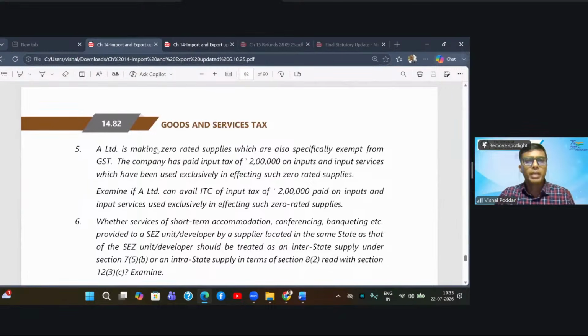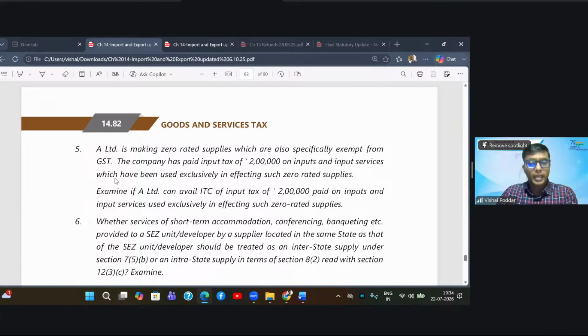Another case scenario, A Limited is making zero rated supply, which are also specifically exempt from GST. Now see students, this is again a very important point. So let us say your supplies are covered under the exemption notification. Now, we all know when supplies are covered under the exemption notification, which we have already studied in the exemption chapter, those supplies are treated as or are called exempt supplies. Now, what is the effect of the exempt supplies? If your outward supplies are exempt, then the challenge, students, is that you are not allowed to avail the input tax credit. Now, this is the general point.